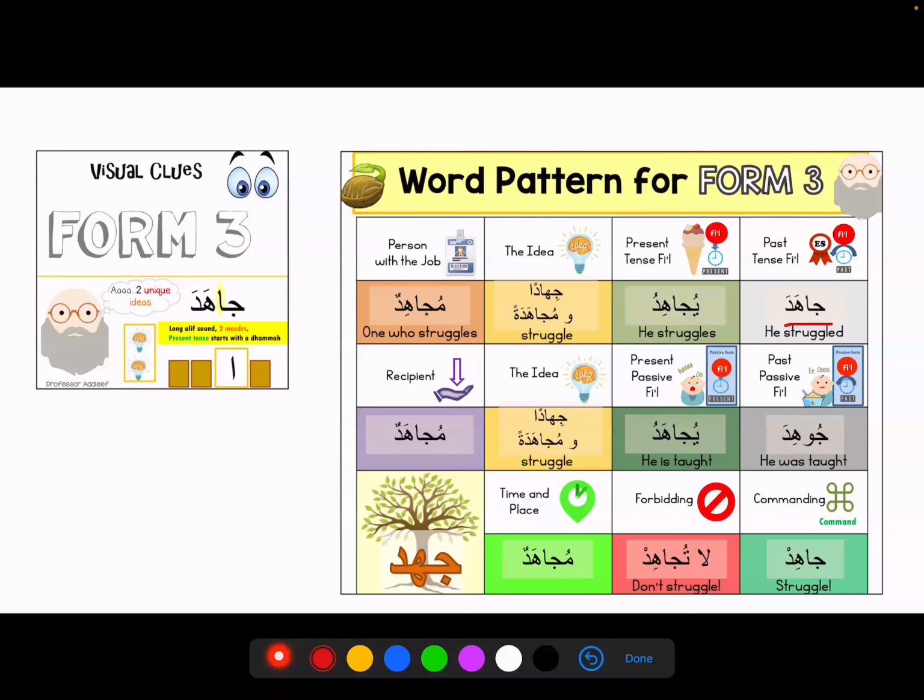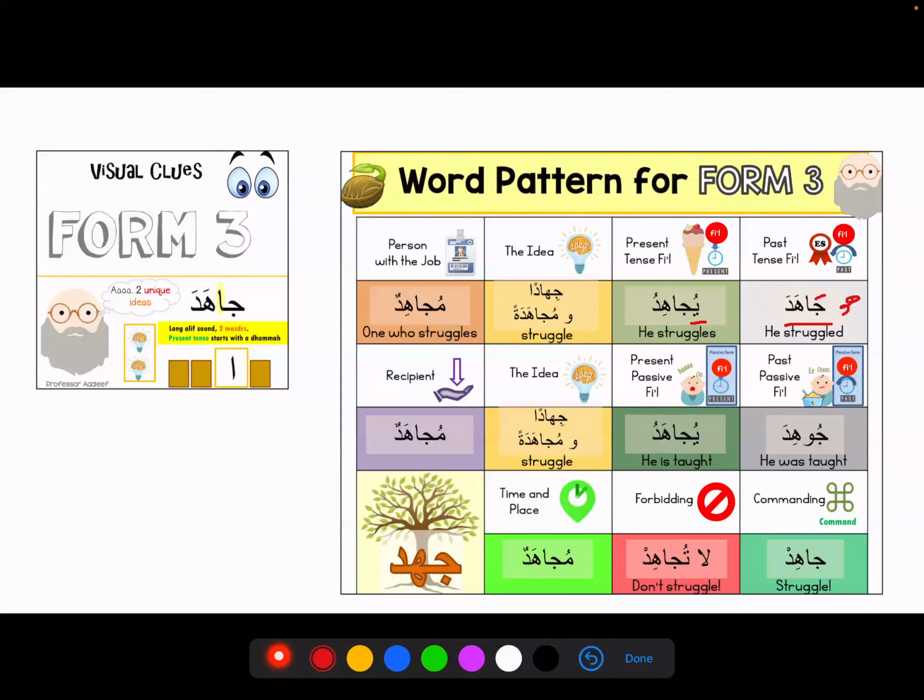Jahada, meaning he struggled. This is Madi. Jahada will become Yujahidu. What do you notice here? Dhamma, starting with Dhamma. Why? Because the Huwa Madi has 4 letters. Exactly. So same as family 2, they have 4 letters. So same is over here, so our Mudari will get the U sound.